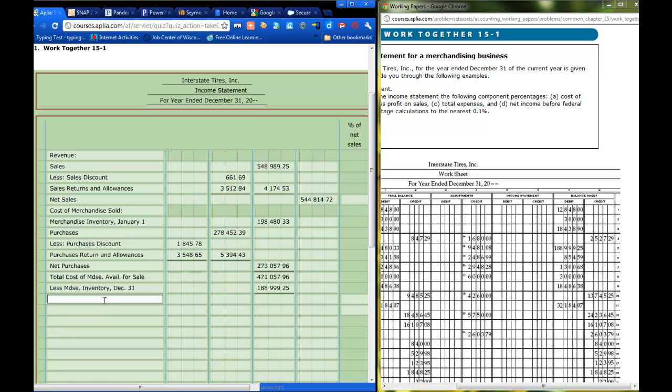My next line is going to say cost of merchandise sold. Because I'm going to take these two numbers, because right here I said less, and I'm going to subtract these two numbers, and the total is then going to go in the right column. This is how much merchandise I had throughout the whole fiscal period. This is how much I have right now, so the difference is going to be what I sold to all of my customers. And when I do that math, I'm going to get $282,539.04.